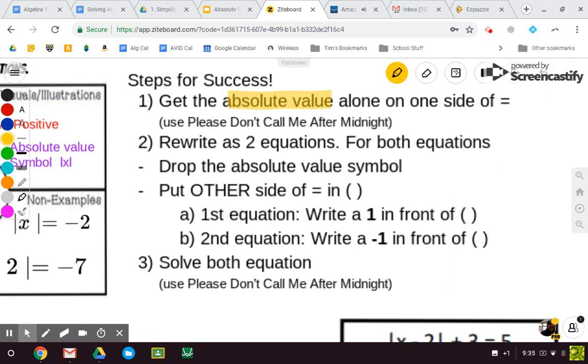Okay? And then for the first equation, you're going to write a 1 in front of the parentheses. And on the second equation, you're going to write a -1 in front of the parentheses. And then finally, you're going to solve both equations. So the key here is one has to have a 1, one has to have a -1. That's how we determine that the absolute value of 5 is 5, and the absolute value of -5 is also 5.